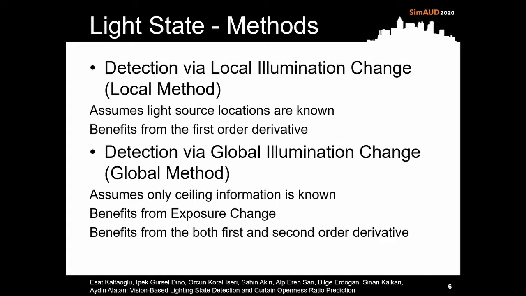The local method assumes light source locations are known. To capture the change, the method benefits from the first order derivative, because when the light is turned on, the average intensity of the area of light sources increases, or vice versa.